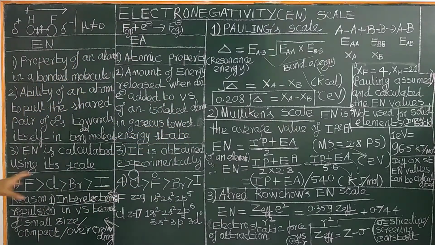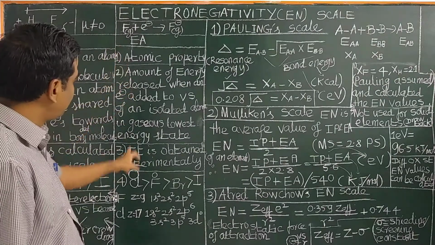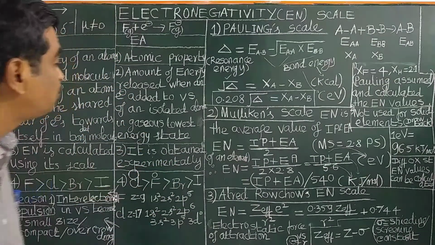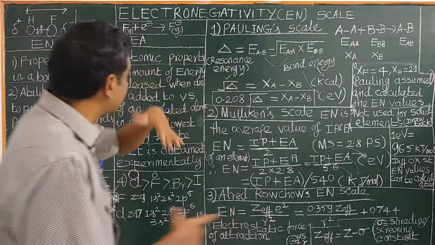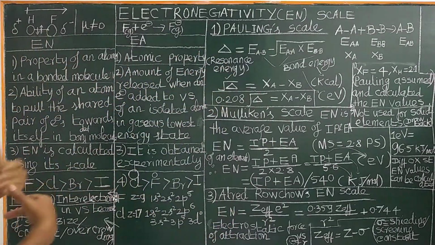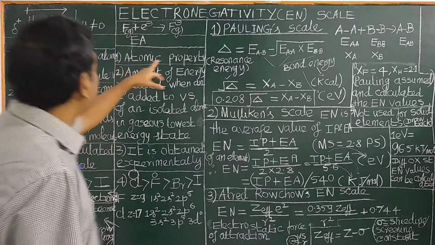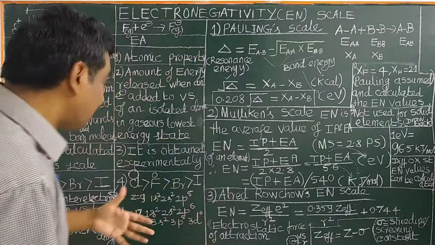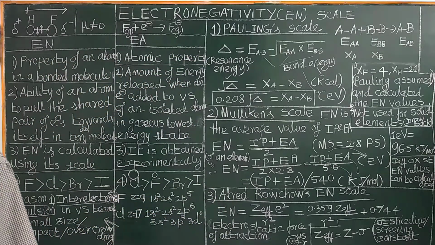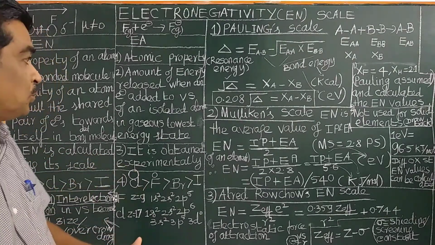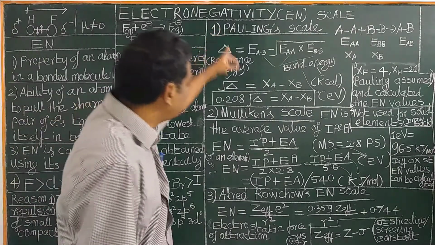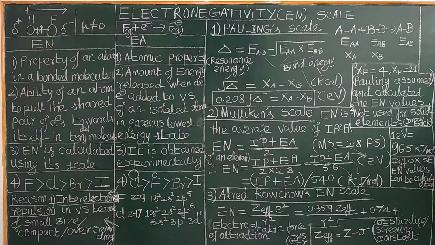Okay. Now, the electron affinity value is determined experimentally, because it is the amount of energy released. It is an exothermic reaction, so using a bomb calorimeter we can determine the amount of energy released experimentally. But remember, electronegativity is calculated from the experimental values by using three scales we will discuss shortly.